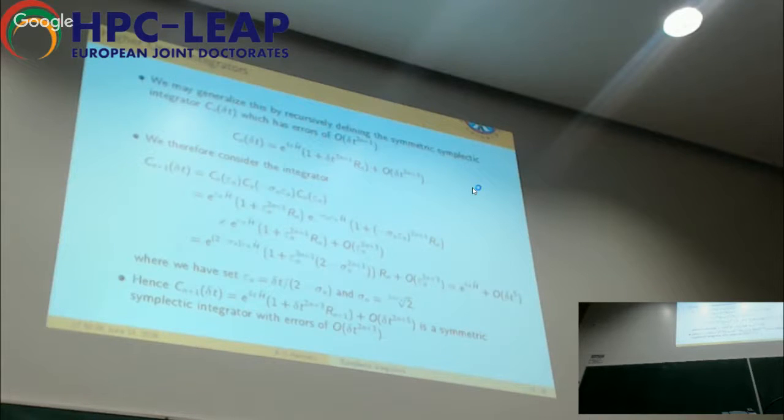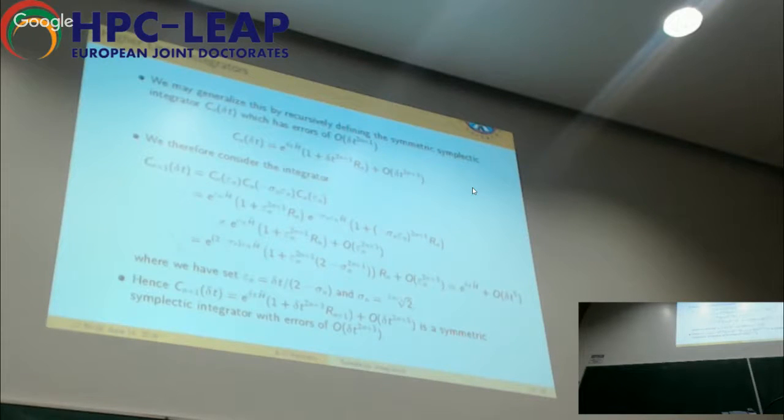And that arranges, just as before, the leading error term to cancel out, and the trajectory length is just delta tau. So we've constructed an integrator which is symmetric and symplectic and has errors of order delta tau to the 2n plus 3. So inductively we've shown that this now works to an arbitrarily high order, an arbitrarily large n.